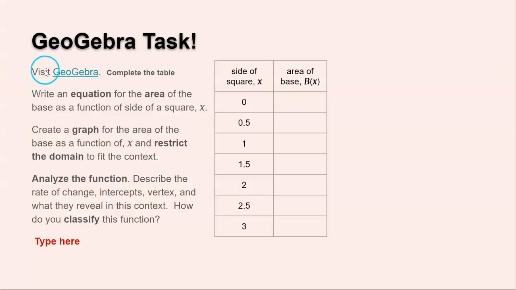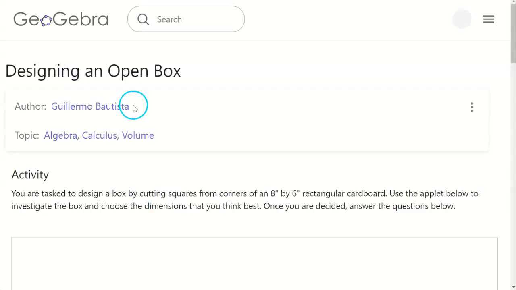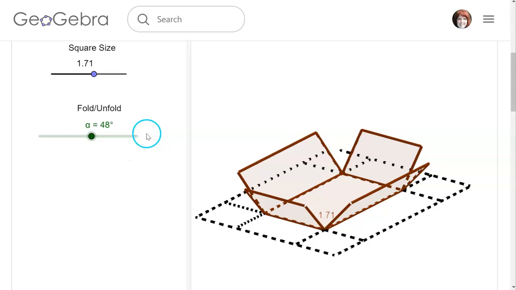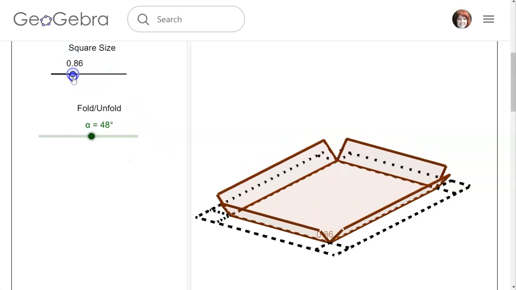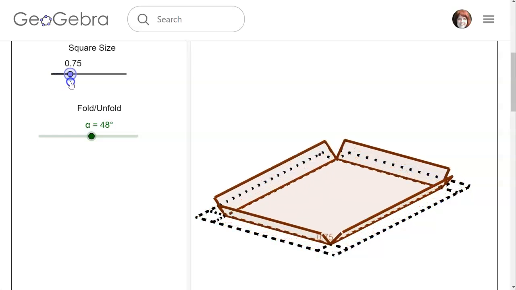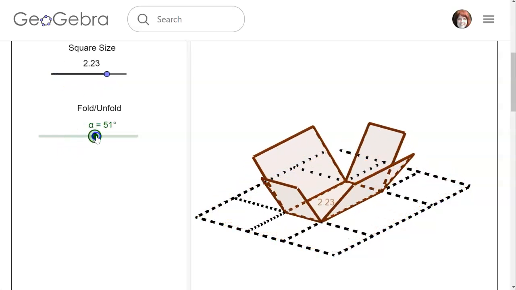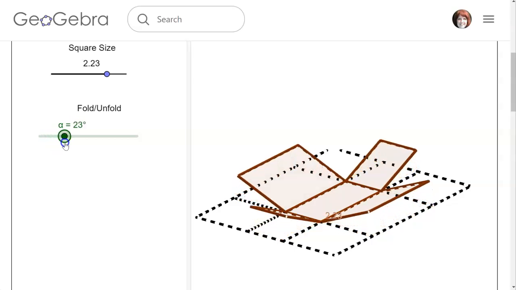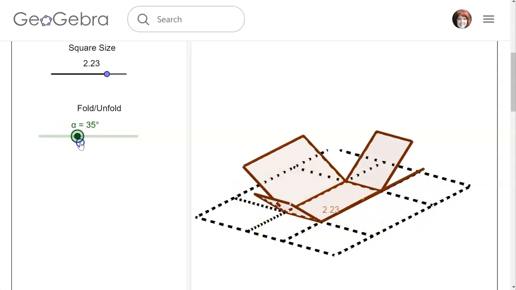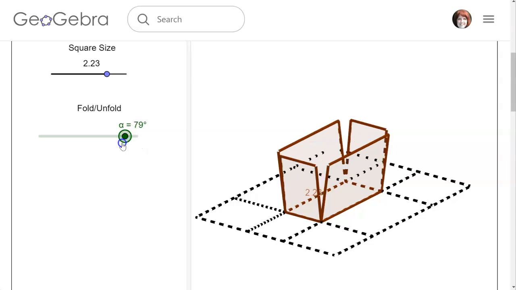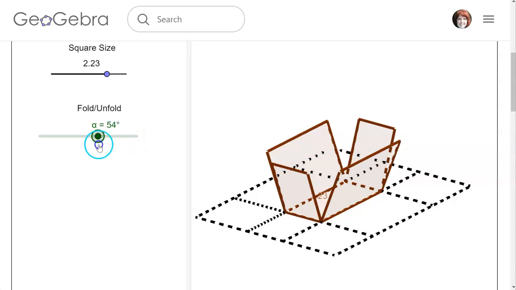Now this time, we're going to go to GeoGebra, and we're going to use this box, and it's basically the same scenario. But this time, they can adjust the lengths of the sides of those little squares that are being folded up. Now it doesn't fold it all the way up, so they can fold it, put it all the way down at 0 degrees, means it's not folded. This is partially folded at some degree between 0 and 90, and they can fold it all the way up to 90 degrees. So this is just helping them fold their box.